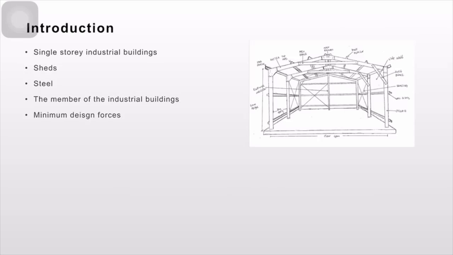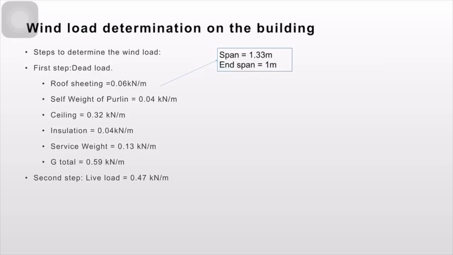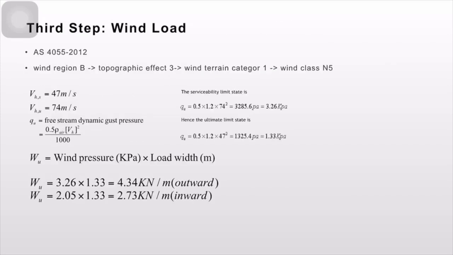There are 4 minimum design forces for industry buildings and sheds, such as the dead load, live load, wind, and earthquake load. And there are 4 steps that we need to find the wind load. The first step is to find the dead load, which is 0.59 kN per meter, and the second step is to find the live load, which is 0.47 kN per meter.